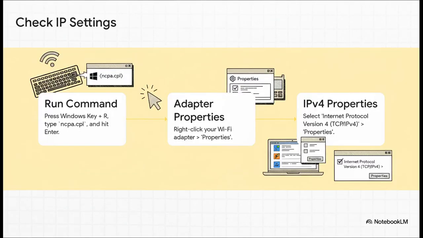Okay, the absolute quickest way to get to the right place is to use the little shortcut on the slide. Just press the Windows key and the R key at the same time, then type in ncpa.cpl. I know, it looks weird, but it takes you straight to your network adapters, which saves a bunch of clicks. From there, it's just a couple more steps to get to the IP settings.